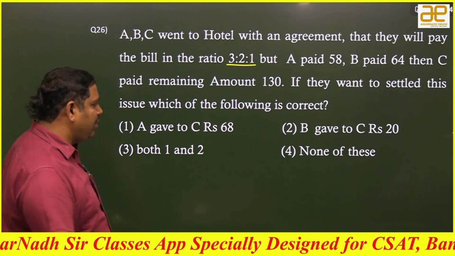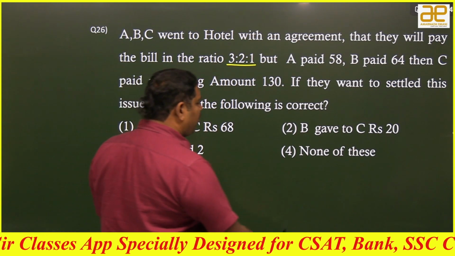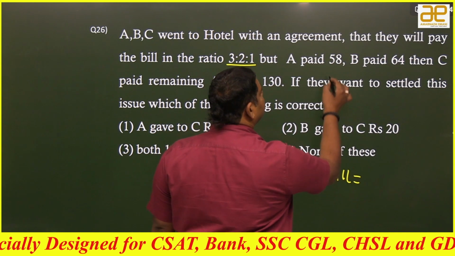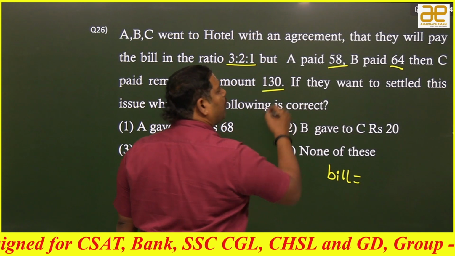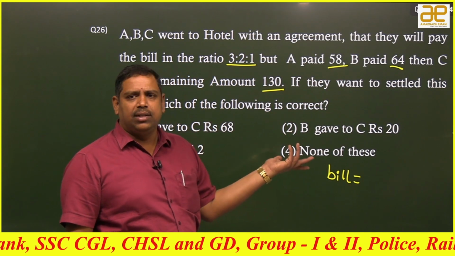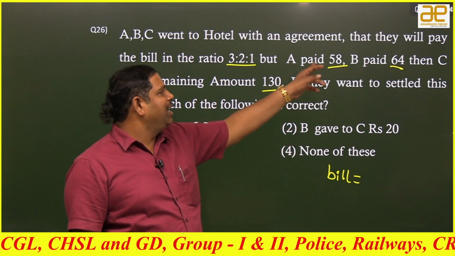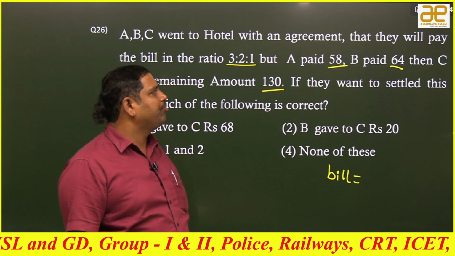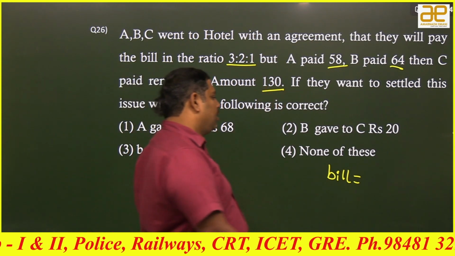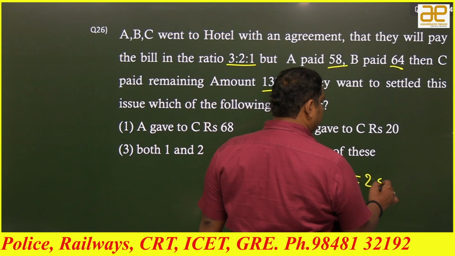So what I will observe is, first I want to know the bill. What is the bill amount? Whatever they paid, the total is known as the bill amount, right? Because if they won't pay, they won't leave. So they paid it: 58 plus 64 is 122, plus 130. Can I say the bill is 252 rupees?